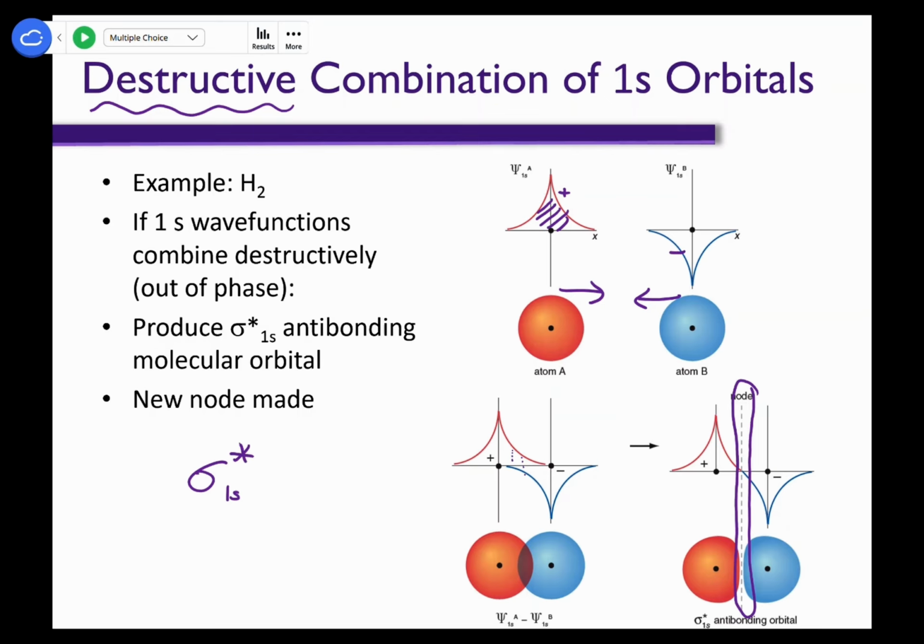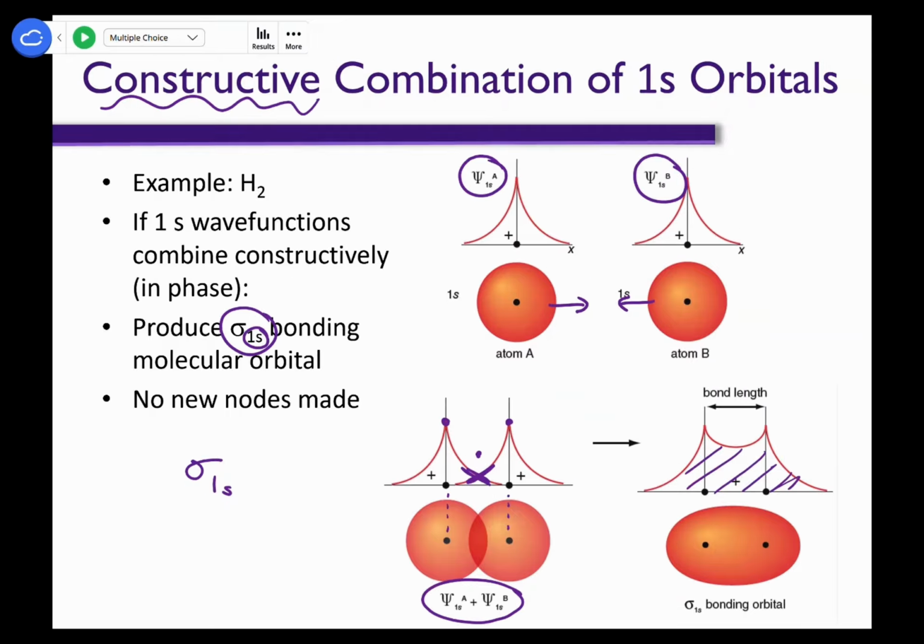So look at the difference. Constructive interference, bringing them together to make a bonding orbital, a sigma 1s bonding, versus a sigma 1s anti-bonding, or a sigma star.